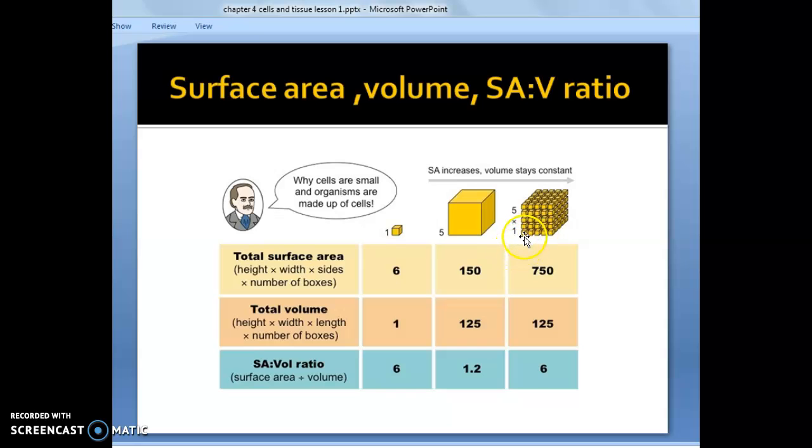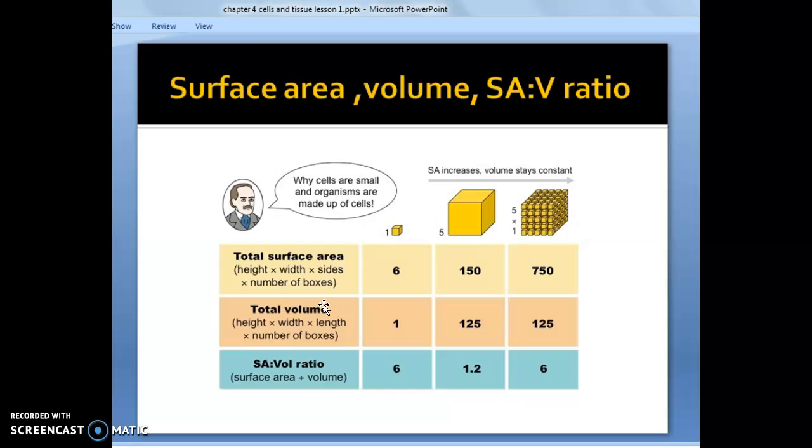And each one box is having the length of its one side equal to 1. So according to this formula again, height and width is 1 into 1. Sides are 6 and the number of boxes are 125. So you are going to get the total surface area of 175.